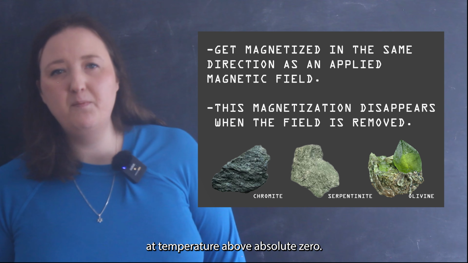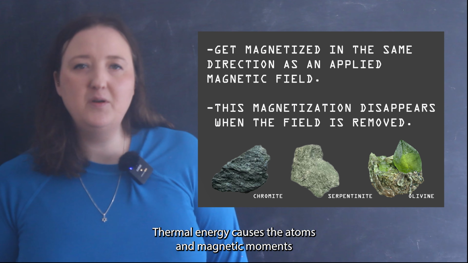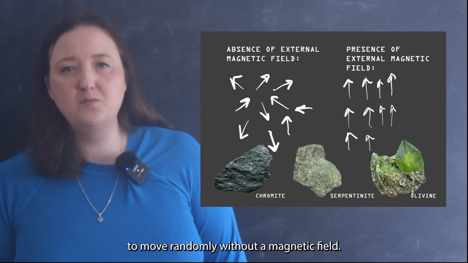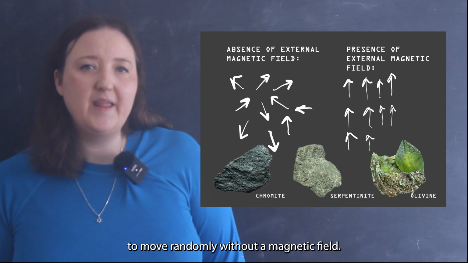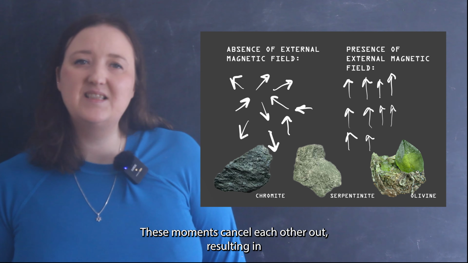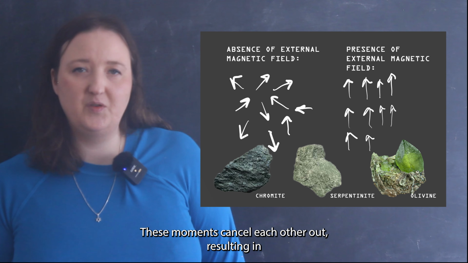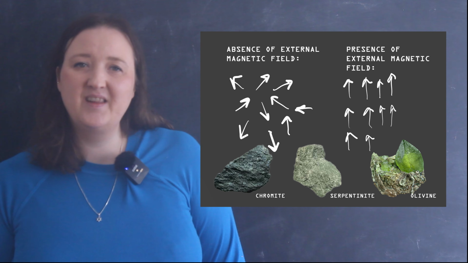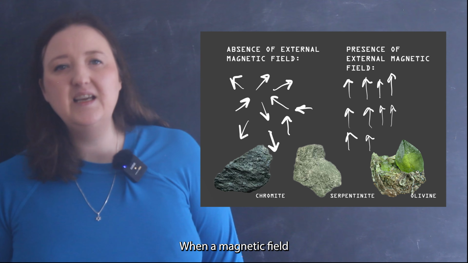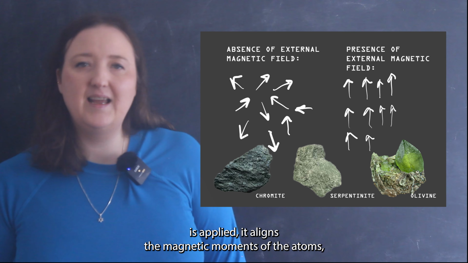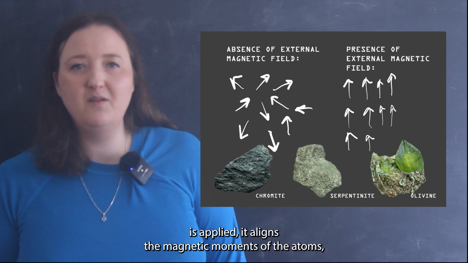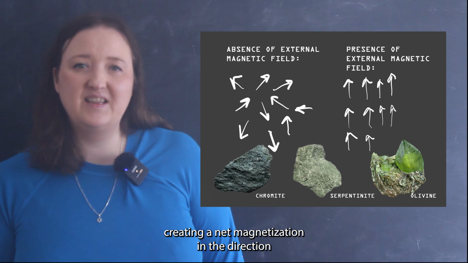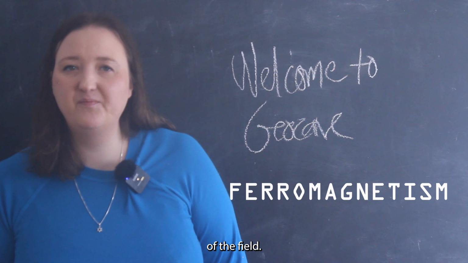At temperatures above absolute zero, thermal energy causes the atoms' magnetic moments to move randomly. Without a magnetic field, these moments cancel each other out, resulting in no overall magnetization. When a magnetic field is applied, it aligns the magnetic moments of the atoms, creating a net magnetization in the direction of the field.